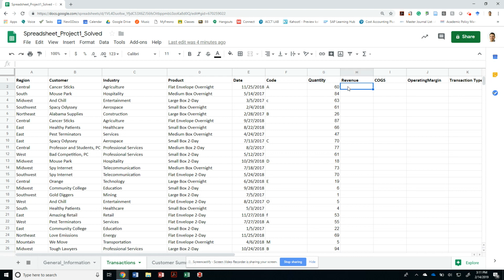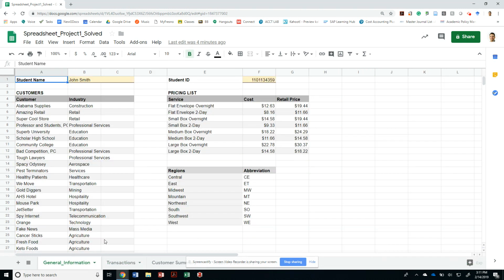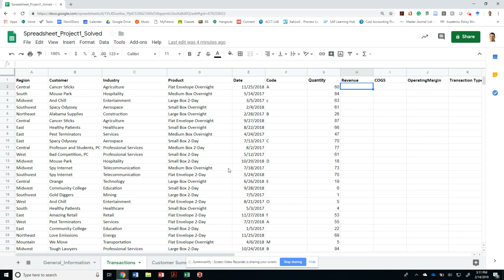How do I find out what the revenue is? Well, revenue is equal to quantity times price. So, I know the quantity. Where is the price? I can look up the price by looking at the pricing list that is contained in my general information. The index of the service name is on the left, and the retail price is on the right. So I can certainly use the VLOOKUP function in this case.